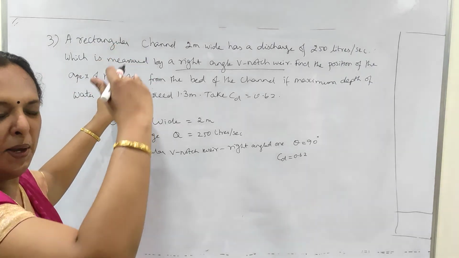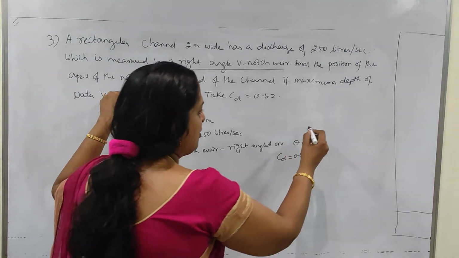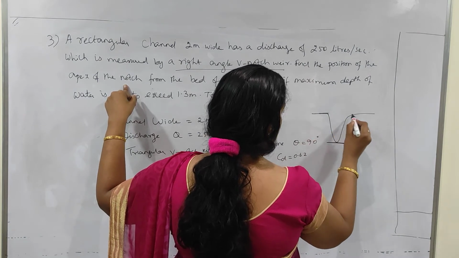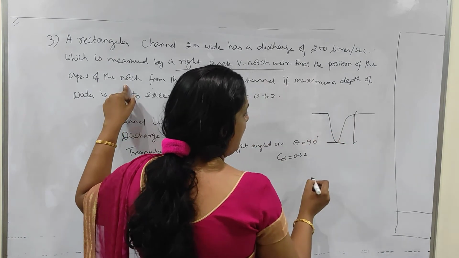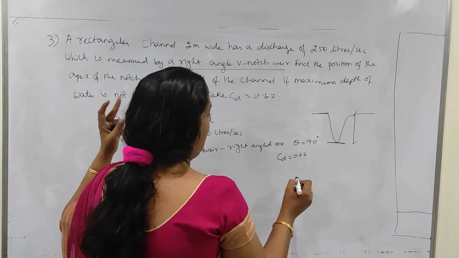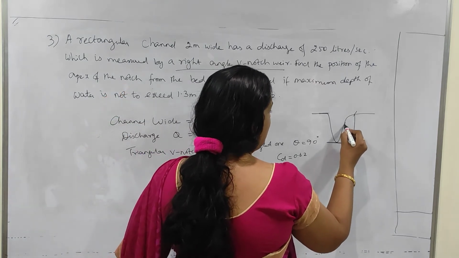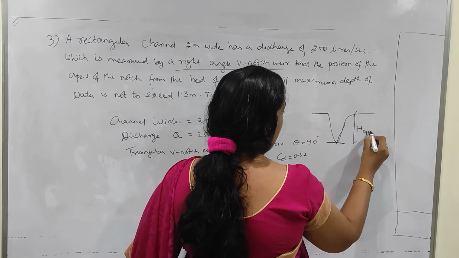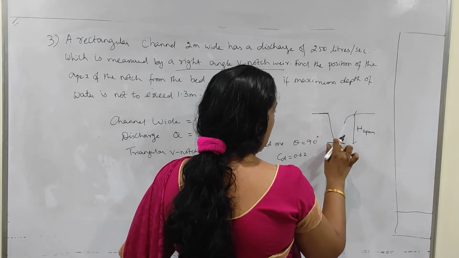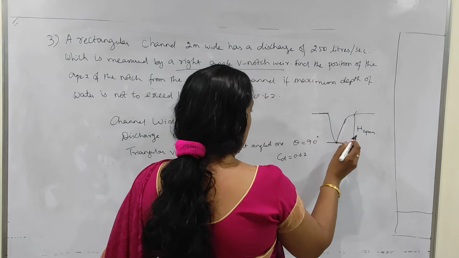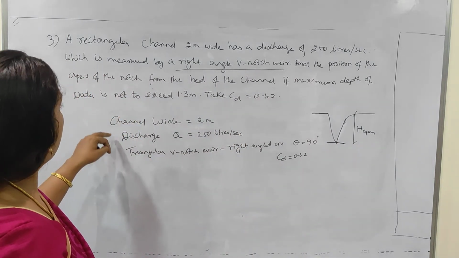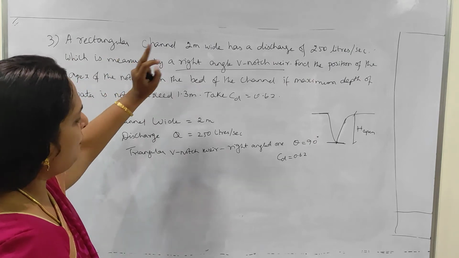What is the apex of the notch? If you take this triangular notch, what is the position of this apex from the bed? So this height is asked. Let that be the height of your apex. What is known here is this is a triangular notch, and they have given you the discharge and this channel, 2 meter wide.